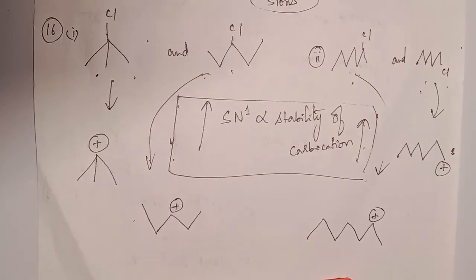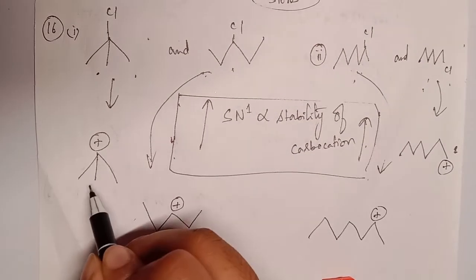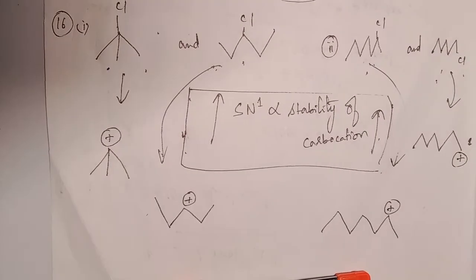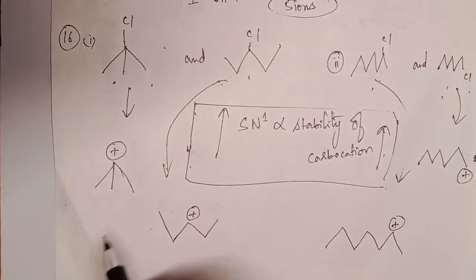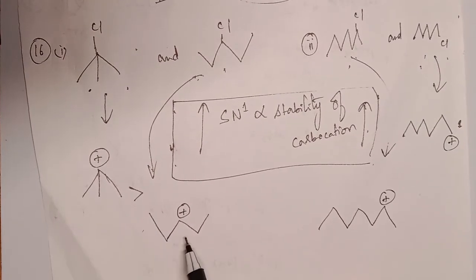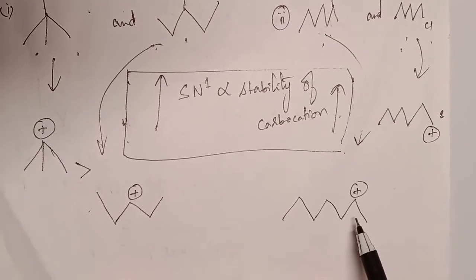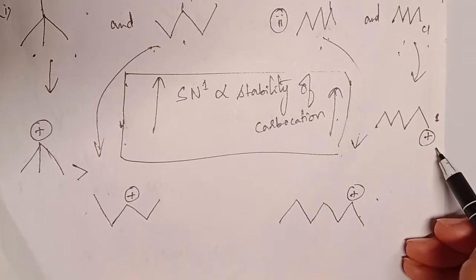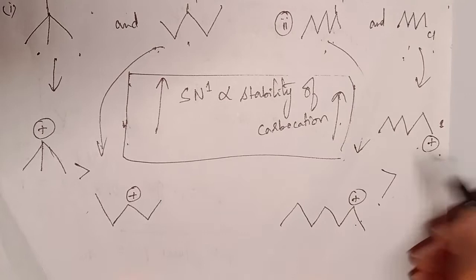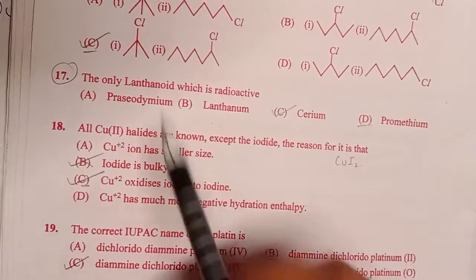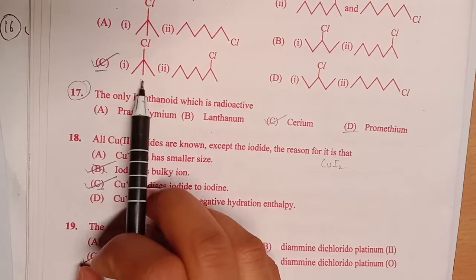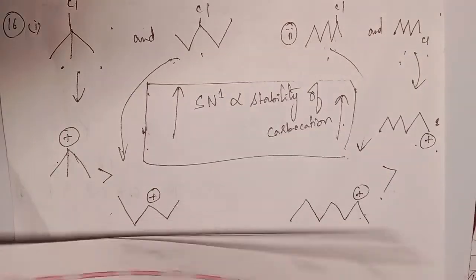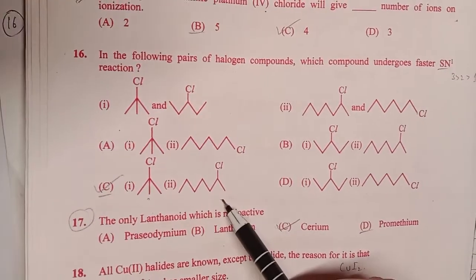How will you know the stability of a carbocation? This is a 3-degree carbocation, or tertiary carbon. The plus charge is on the tertiary carbon as it is attached to 3 carbons, so this is more stable than a secondary carbon. And here, it is a 2-degree or secondary carbon, which is more stable than a primary carbon. So this is more stable than this. We'll check the options. We can see option C has this one as the most stable one and this one as the most stable one, correct?